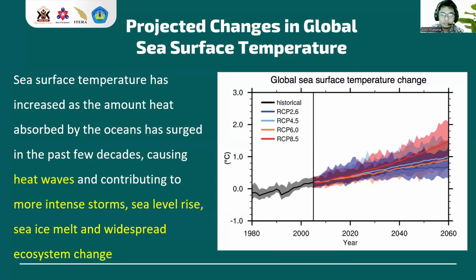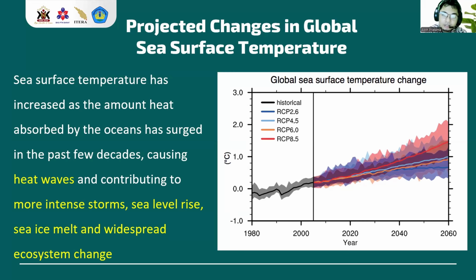What's important to note is that under every scenario, sea surface temperature continues to rise. But under RCP 8.5, the rise is much steeper, reaching up to 3 degrees Celsius above the pre-industrial level by 2060. And this warming of the ocean has serious consequences. First, it leads to heat waves, not just on land, but also in the ocean, which can damage marine ecosystems. Warmer seas also fuel more intense storms, like hurricanes or typhoons, because storms draw energy from the warm water.